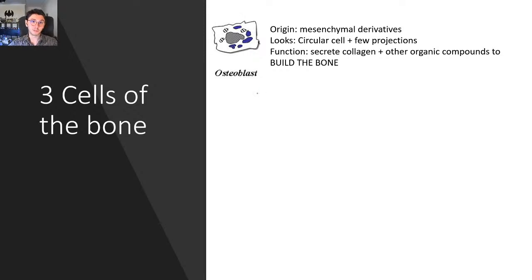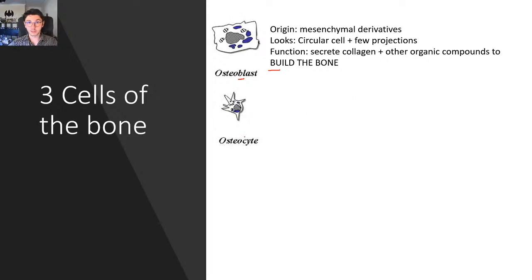Now, I like to remember this by saying B, to build the bone. So they secrete your collagens, type 1. They secrete your organic compounds, which is your glycosaminoglycans, so your GAGs, and your proteoglycans. And together they build the bone. So if you can think about the osteoblast as a factory, it's a factory that builds up the bone material, which is called osteoid. That's what makes up the bone, right?